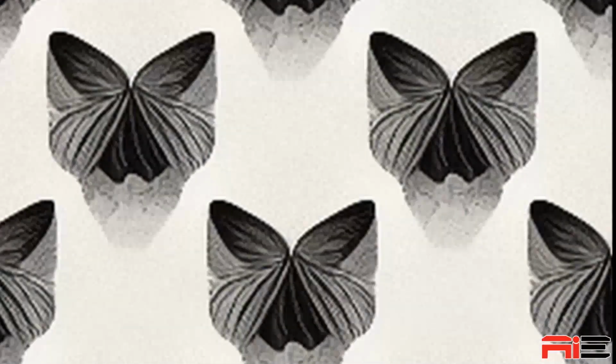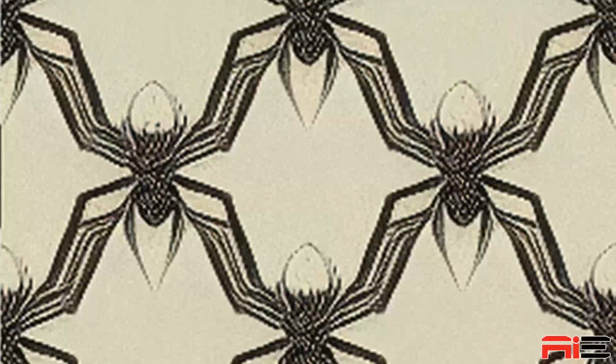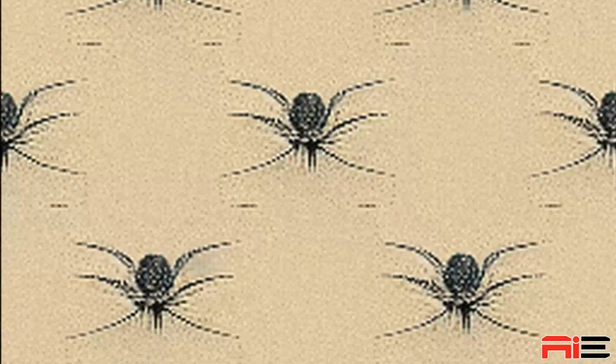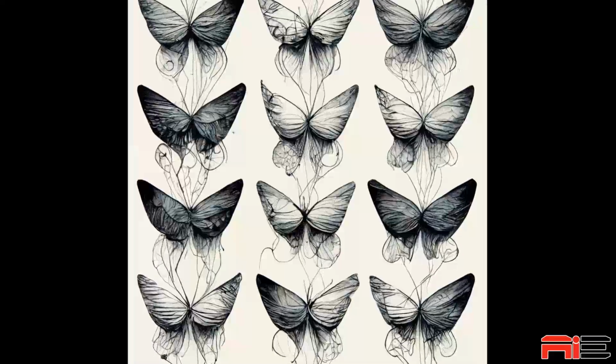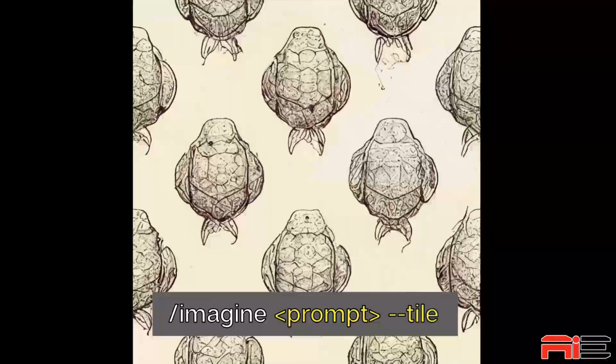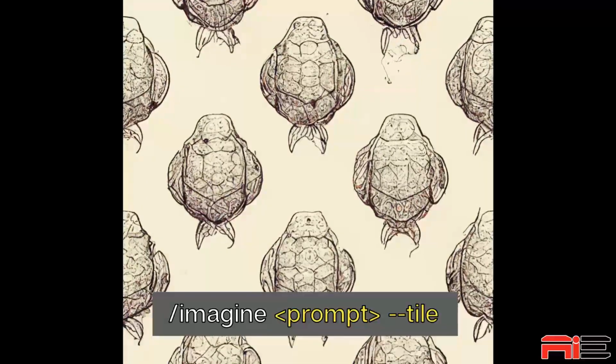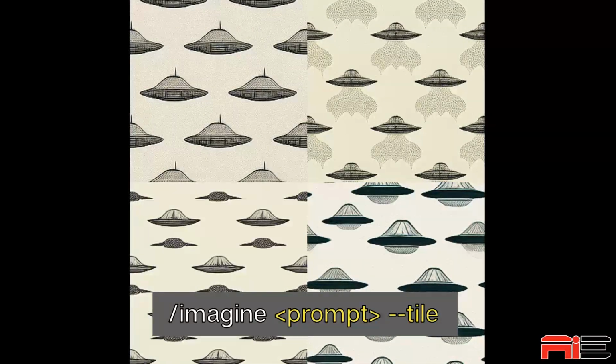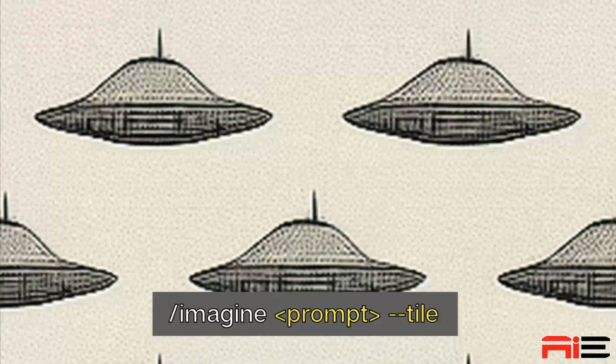Tile parameter. Did you know that you can create seamless, repetitive patterns in Midjourney? Most people don't know about this feature, but then again, the Midjourney user manual doesn't seem to get updated regularly. Creating patterns in Midjourney is a pretty straightforward process. Simply start by inputting your desired prompt, and then add the tile parameter at the end. Just by adding tile to your prompt, you would have created four variations of a seamless pattern.